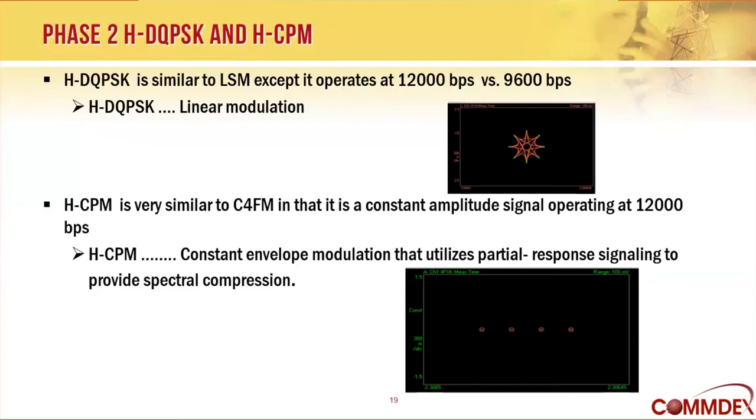And those other modulations we talked about that are used in P25 phase 2, HDQ-PSK and HCPM. The HDQ-PSK is the one that's the outbound modulation for phase 2. Similar to linear simulcast modulation, you'll see a constellation with 8 data points on it, and then the HCPM constellation has 4 data points on it. So these are the 2 types of modulation that are used in phase 2 P25.